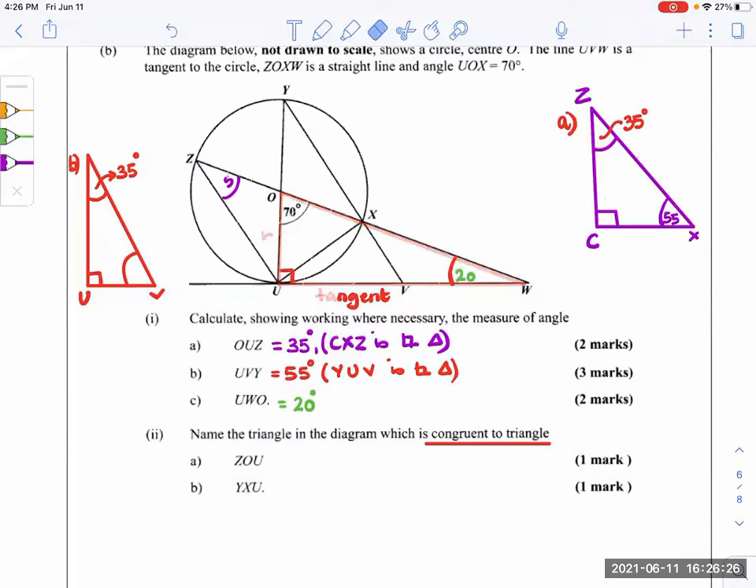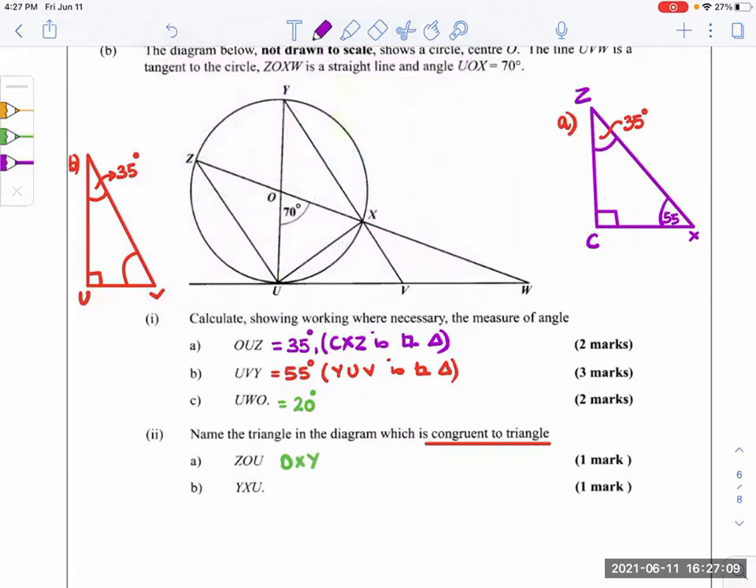Right. And this part is why I chose this question, to prove that they are congruent. Congruent triangles must have sides of the same length and the angles must be the same. So let us go. We're looking at OUZ. Which triangle looks exactly like this one? Not this one here. Do you all see that these triangles are congruent? Yes, miss. So this is OXY. That was the first part.